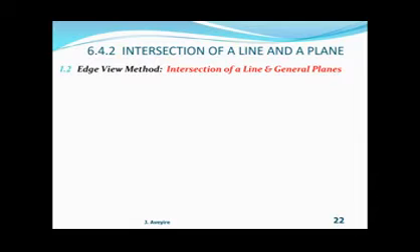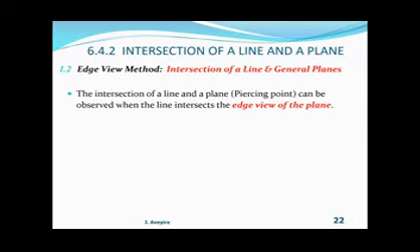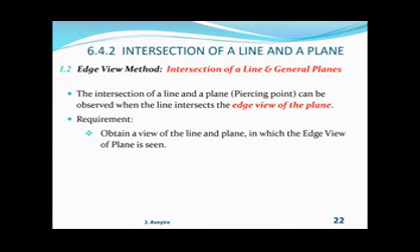1.2 Intersection of a line and general planes. The intersection of a line and a plane, that's the piercing point, on a general plane, can be observed when the line intersects the edge view of the plane. Requirement: it requires that we obtain a view of the line and plane in which the edge view of the plane is seen.